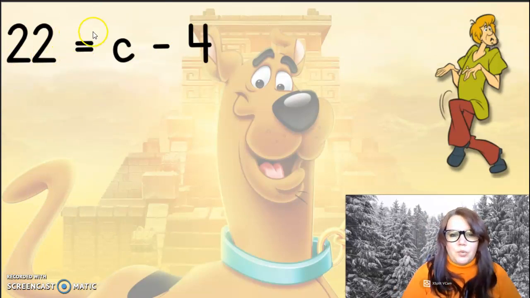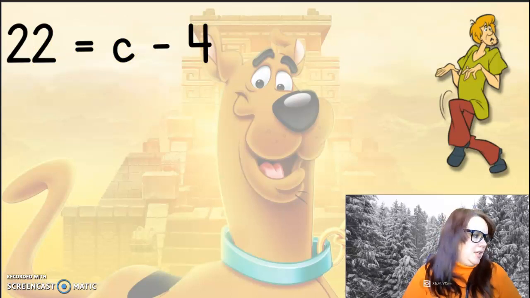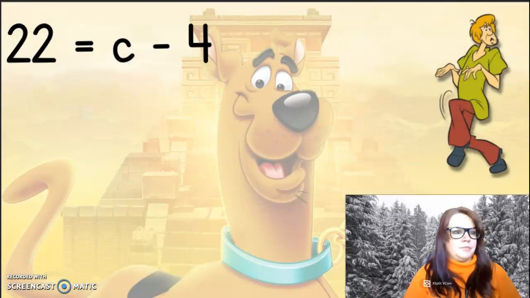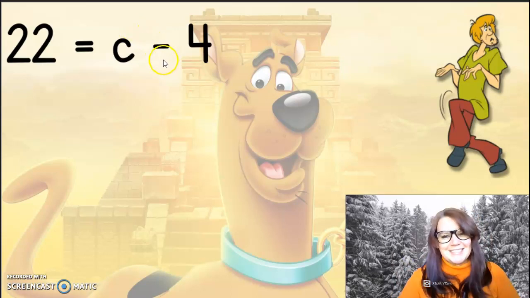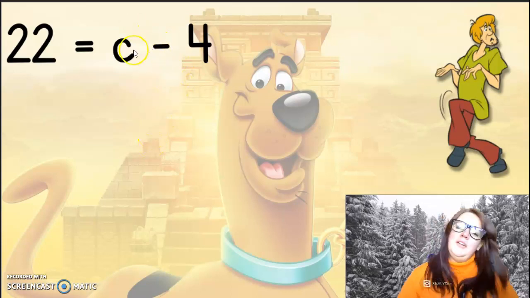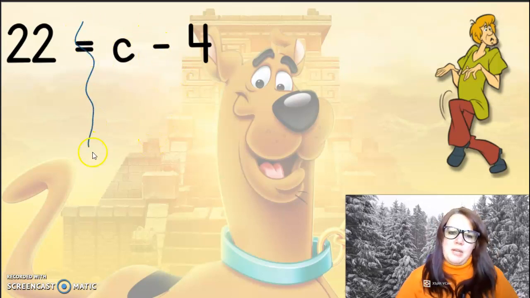22 equals C minus 4. Okay, I don't know what minus 4 would equal 22, so I'm going to use my detective skills to figure this out. So I'm going to go ahead and just draw a line for my equal sign. We're just going to, so I know it, bring it down.